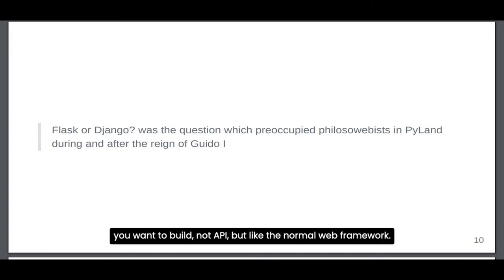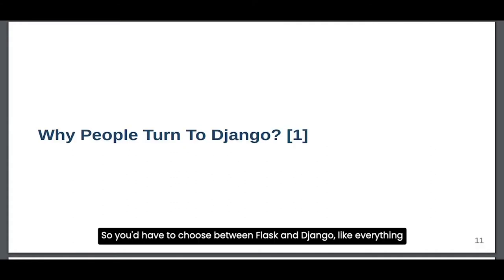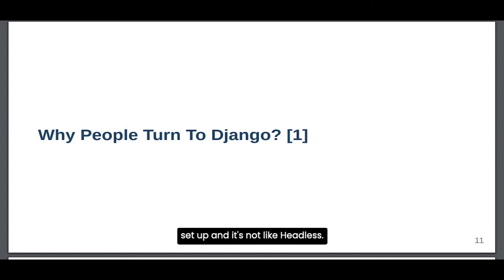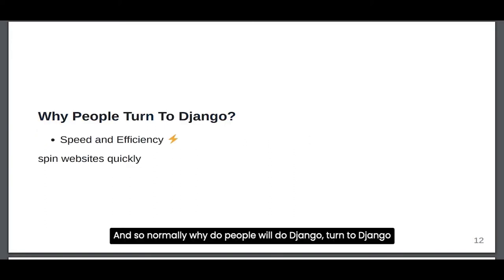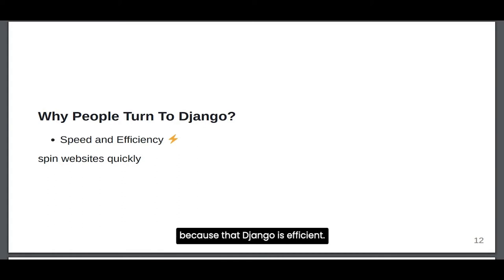Let's say you want to build not an API, but a normal web framework. So you'd have to choose between Flask and Django, with everything set up and not headless. And so normally, why do people turn to Django? It's because Django is efficient, you get started very quickly.